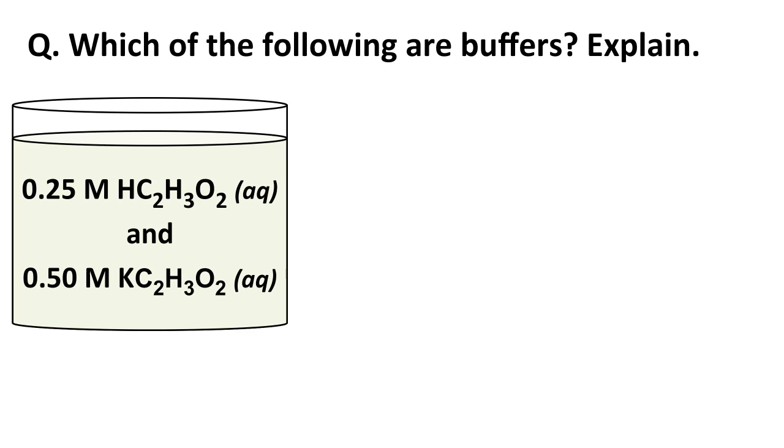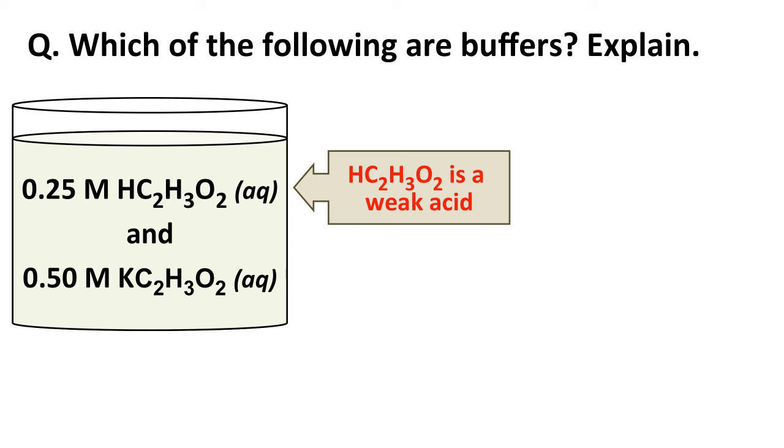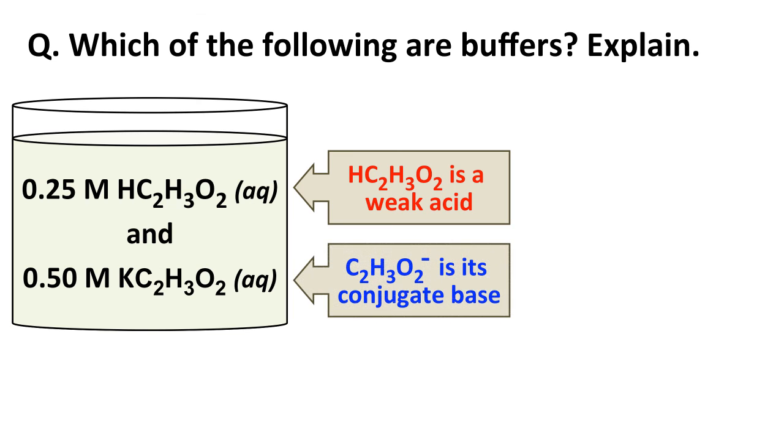And one more, 0.25 molar acetic acid and 0.5 molar potassium acetate. So we have acetic acid, which is a weak acid. We have the acetate ion, which is the conjugate base of acetic acid. That's from the potassium acetate part of the solution.